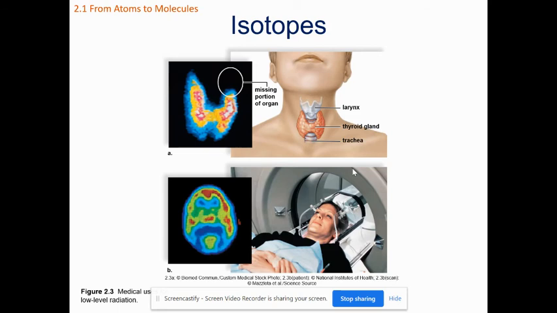Here you can see where we've used a radioisotope. In this particular example, we have the radioisotope of iodine. The thyroid absorbs iodine, and then we can image where the radioactive iodine is, and that helps us see if there's something wrong with the thyroid. We can also use a radioisotope in glucose molecules and see where the brain is active, like in a PET scan.